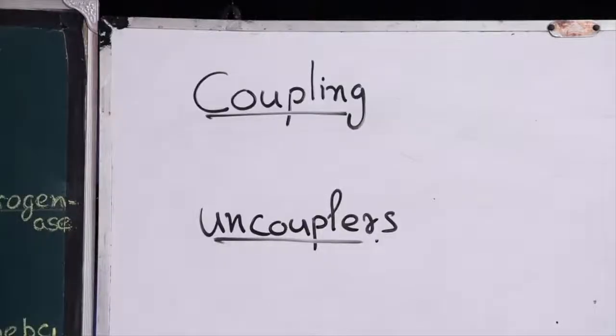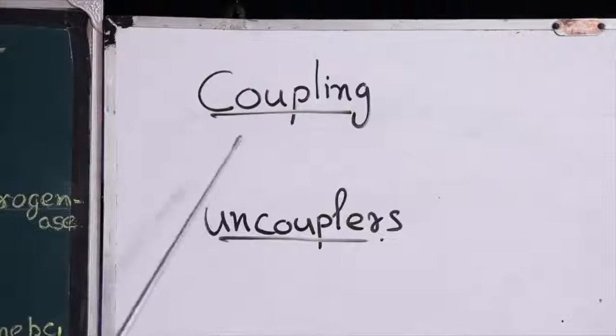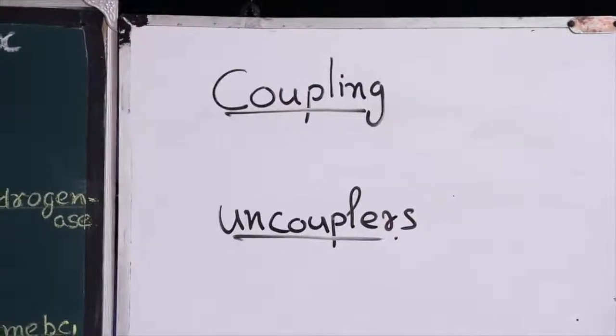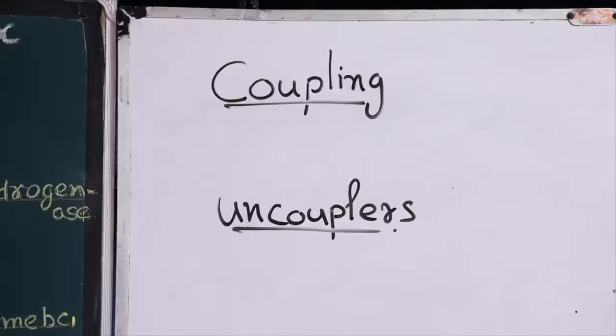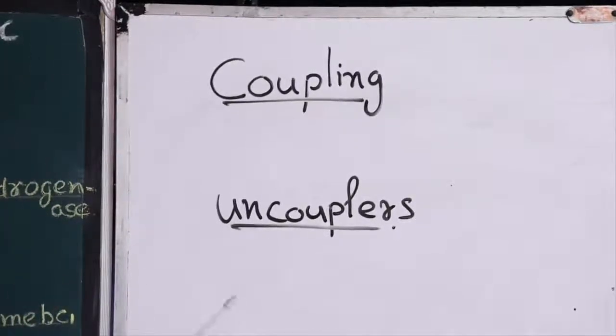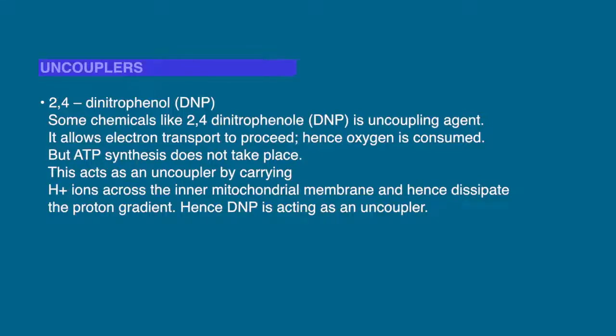Another aspect related to the electron transport chain is coupling. Electron transport is normally tightly coupled to ATP synthesis. Electrons do not flow through the ETC to oxygen unless ADP is simultaneously phosphorylated to ATP. There are certain uncouplers. Uncoupler 1, 2,4-dinitrophenol or DNP. Some chemicals like 2,4-dinitrophenol or DNP are uncoupling agents. It allows electron transport to proceed, hence oxygen is consumed, but ATP synthesis does not take place.